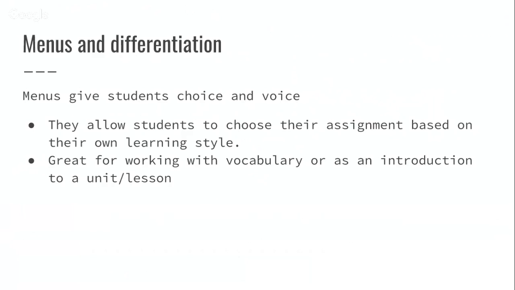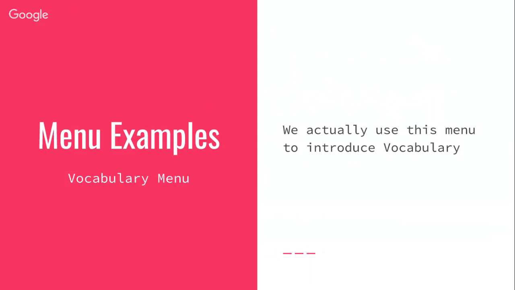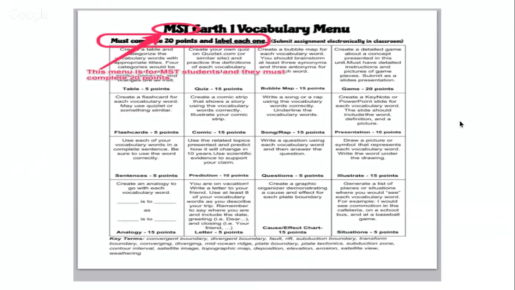The thing about menus is that they give kiddos choice and voice. We use menus a lot to introduce a unit or for a lesson within a unit, and we use them when we're working with vocabulary. Some of the menu examples we've used in the past: we used this one just recently for our Earth 1 vocabulary. The kiddos had to pick whatever they wanted to do, and it had to add up to 20 points.